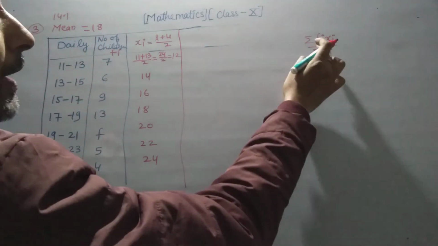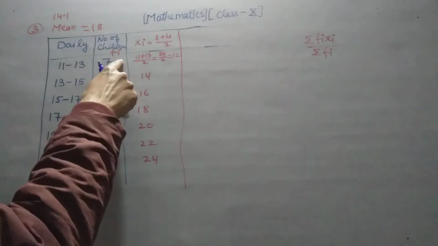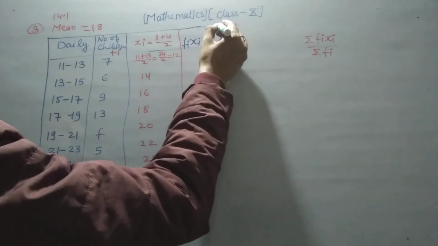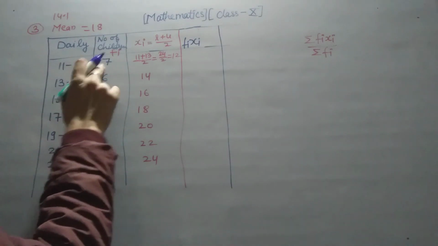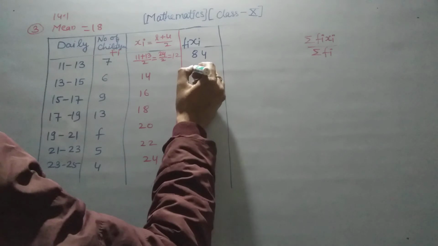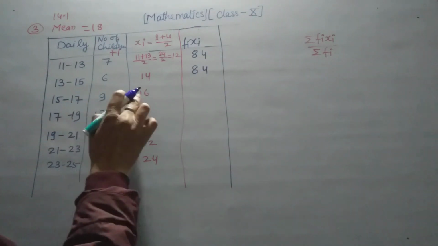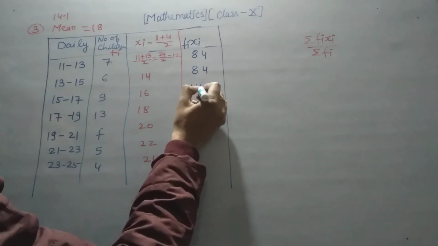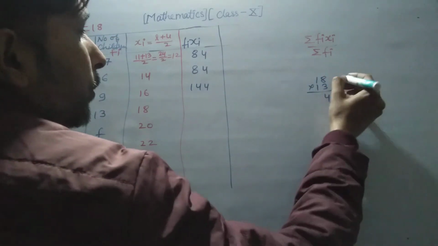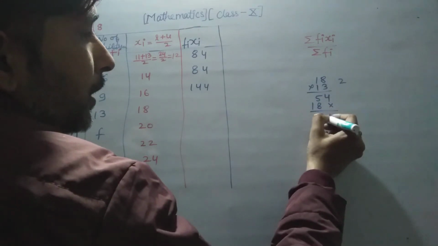First of all you have to find fi xi. This is your fi and this is your xi, so you multiply them. 7 into 12 is 84. 14 into 6 is 84. Then 16 into 9 is 144, and 18 into 23: 3 times 8 is 24, carry 2, and so on, which gives 414.